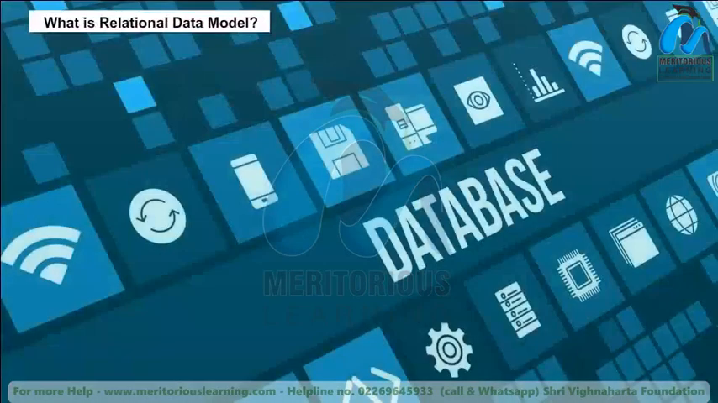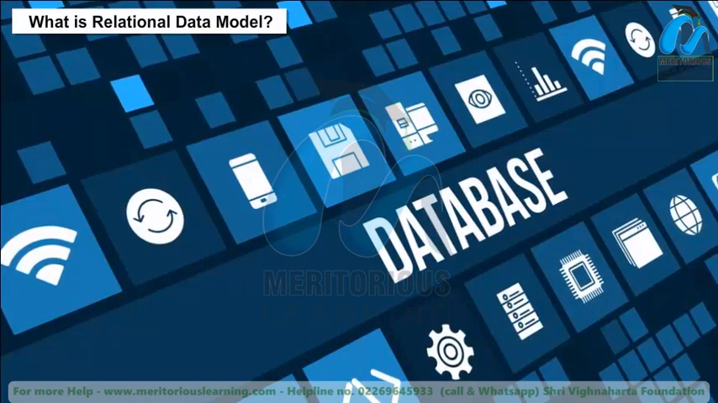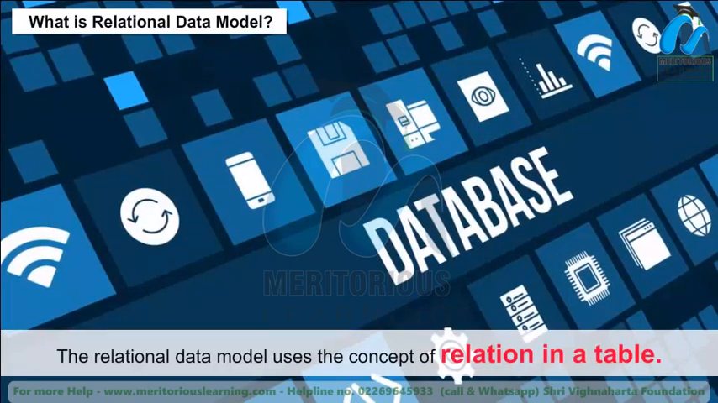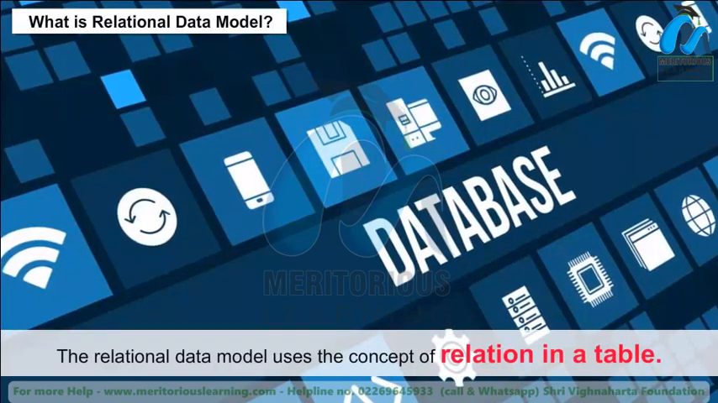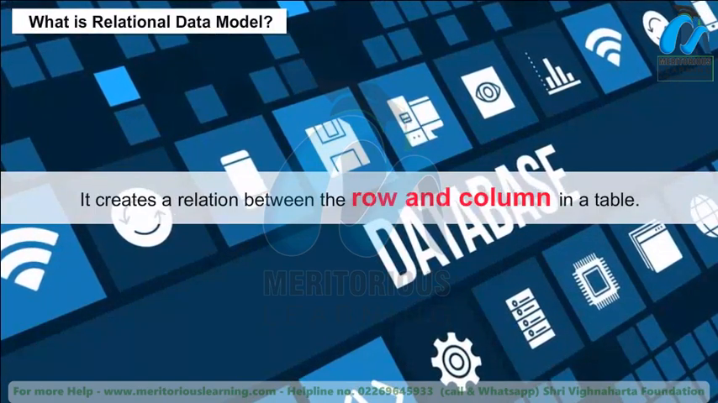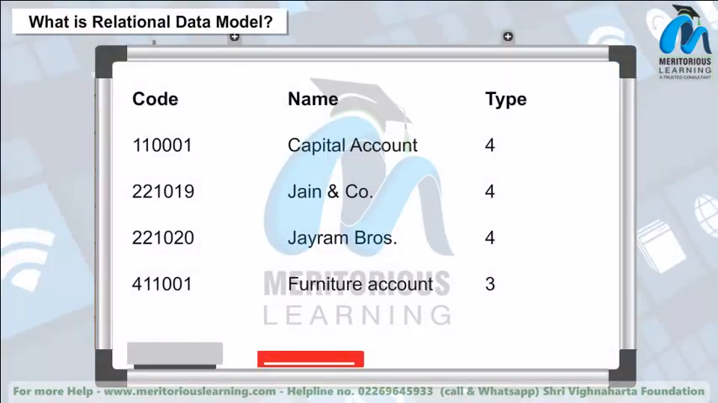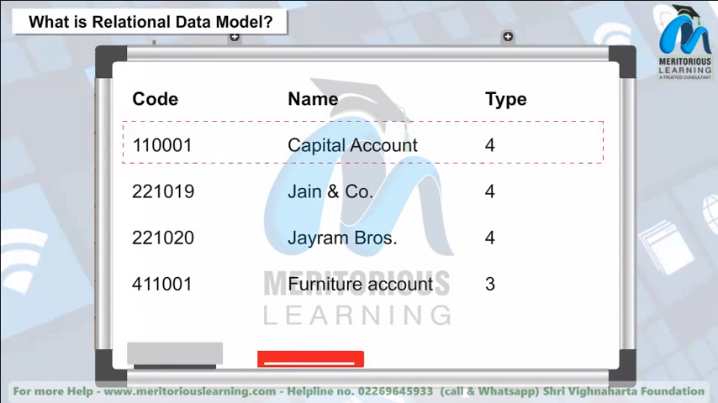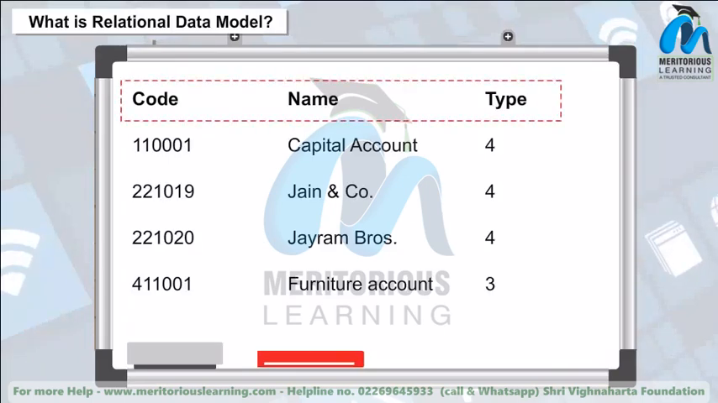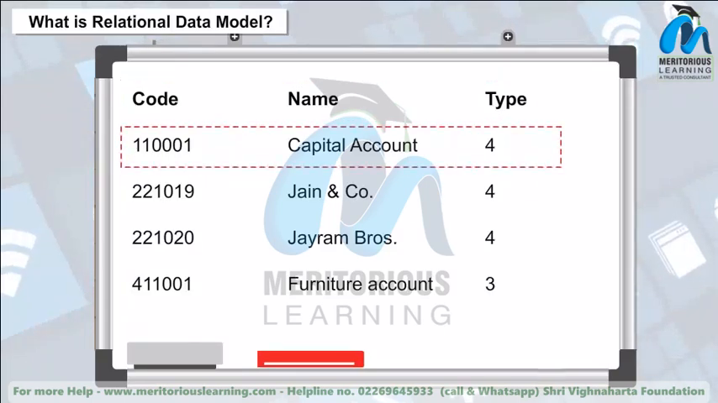RDBMS. What is the Relational Data Model? The Relational Data Model uses the concept of relation in a table. It creates a relation between the row and column in a table. We will take an example of a table, accounts. The table has rows and columns. The column of a table is named, and data is entered in rows.